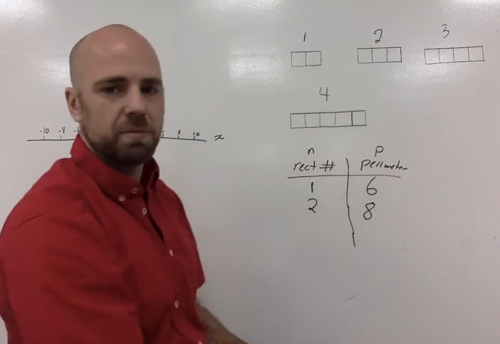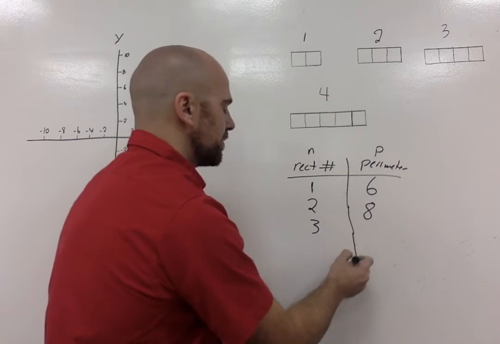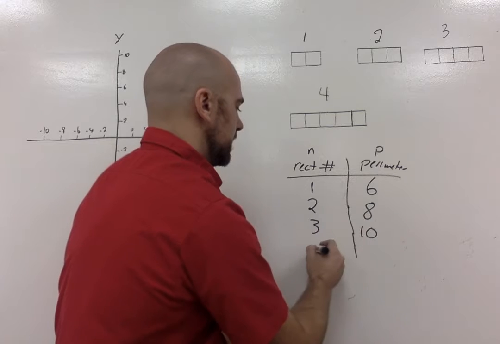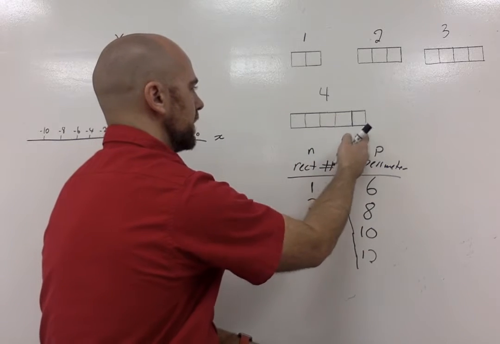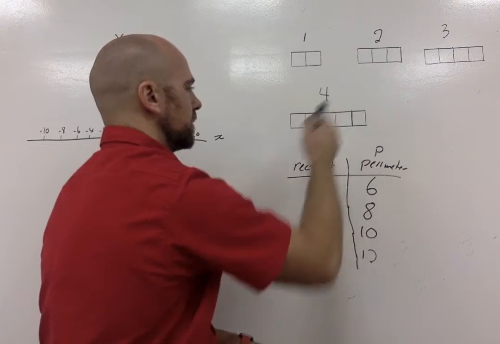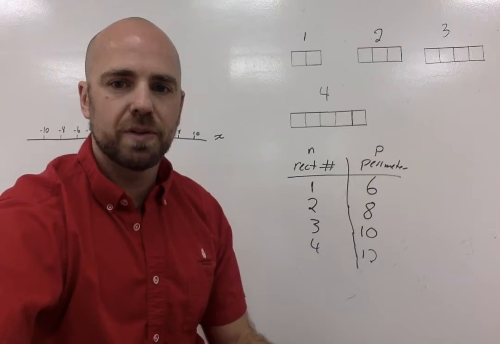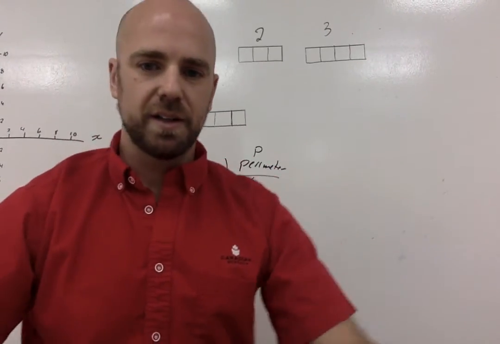Some of you might be able to see the pattern that we have going on already. In rectangle 3, it's going to be 10. In rectangle 4, it's going to be 12. So 1, 2, 3, 4, 5, 6, 7, 8, 9, 10, 11, 12. So if we wanted to put this into a graph, I'm going to slide over a little bit.